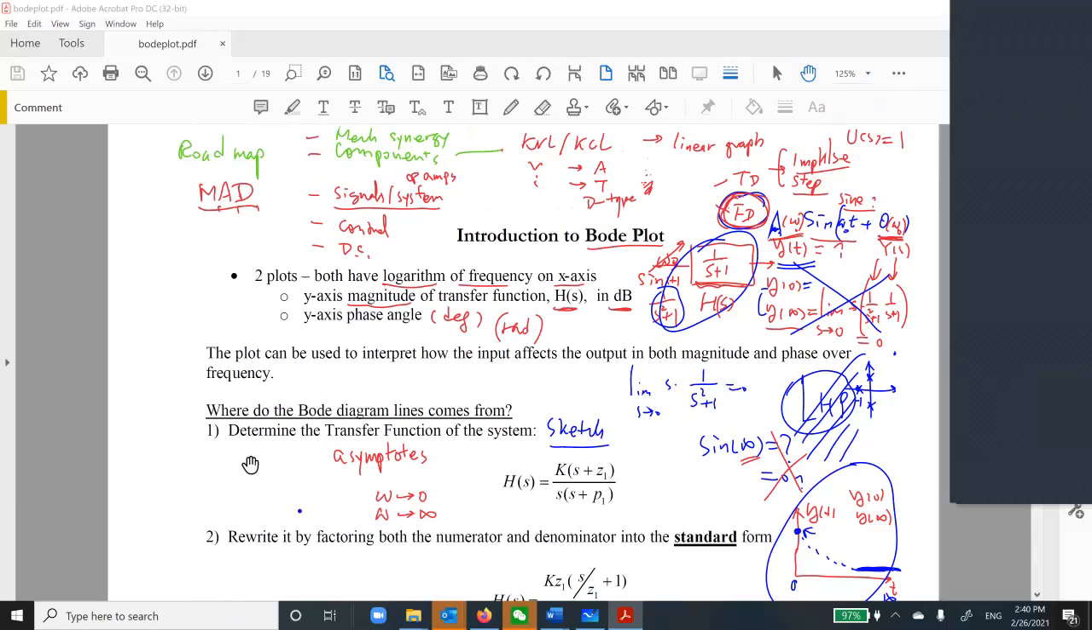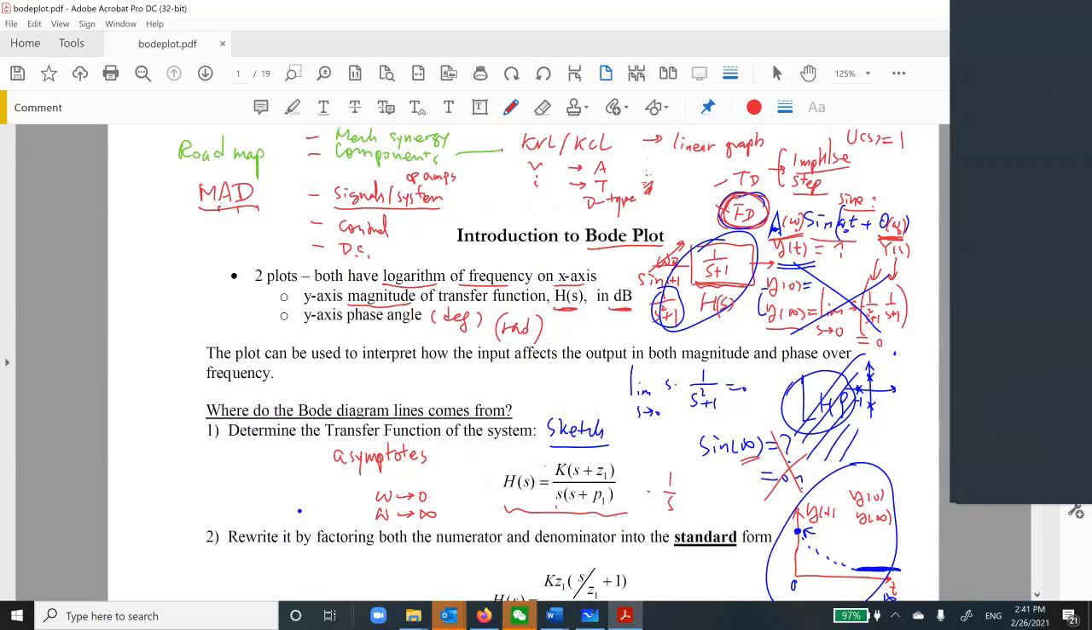The step 1 is that you have a transfer function. So you have a transfer function H of s. You have a pole, a zero, so p1, z1, and K is the gain, and 1 over s is the integrator. 1 over s is the integrator. s is a differentiator, okay? So how to draw the Bode plot of this?